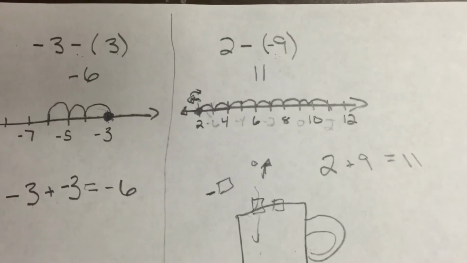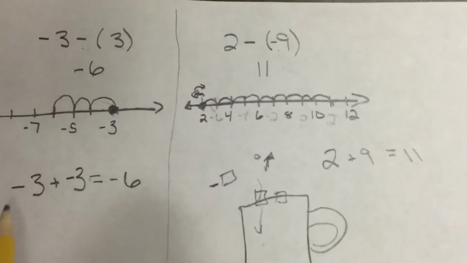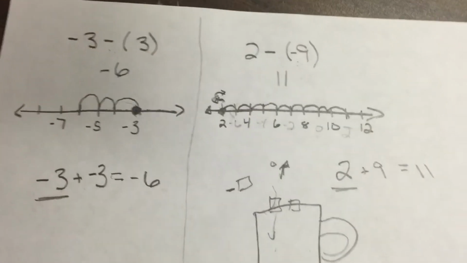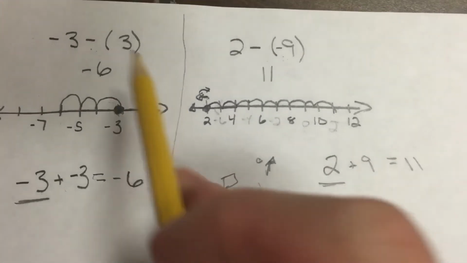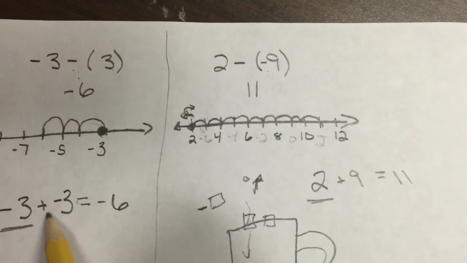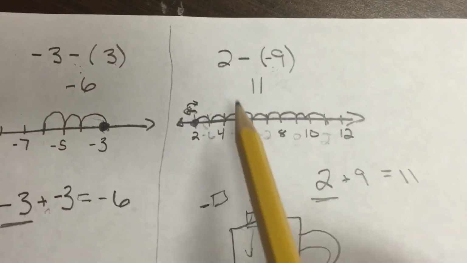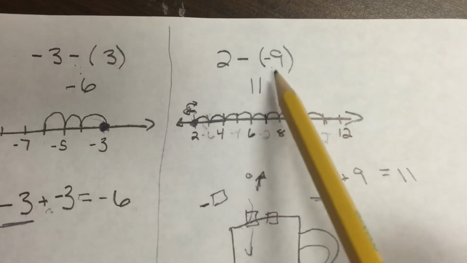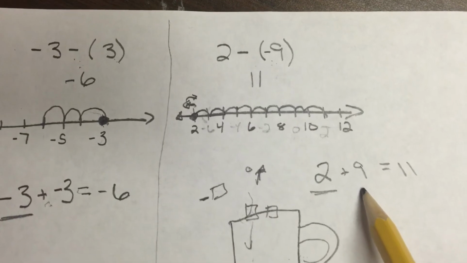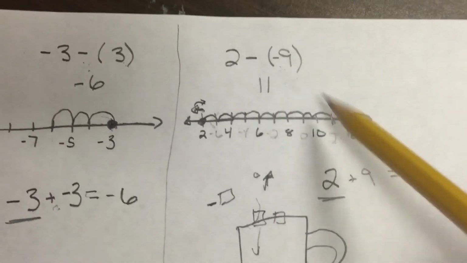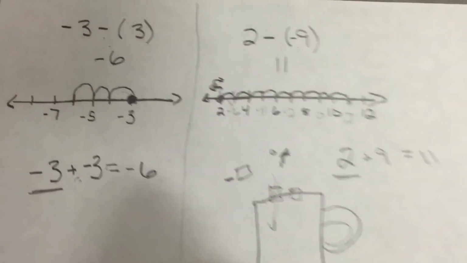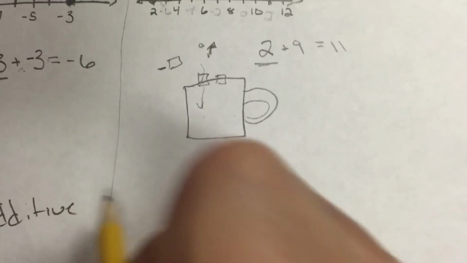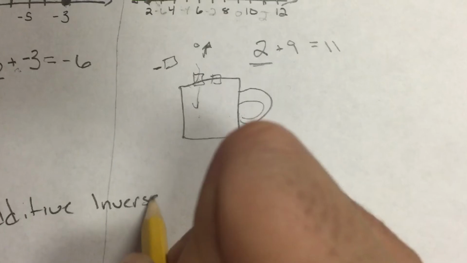When we start looking at the pattern that happened, my first digits didn't change. Instead of subtracting, we're now adding. That was the same in both. And instead of 3, I used -3. Instead of -9, I used 9. So I'm using the opposites. This is the additive inverse property.